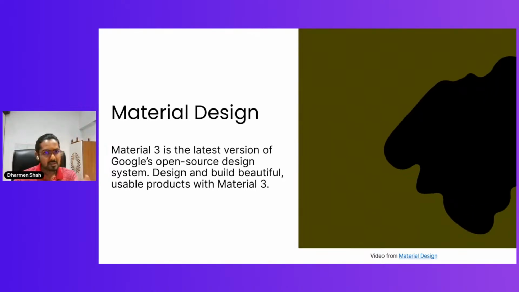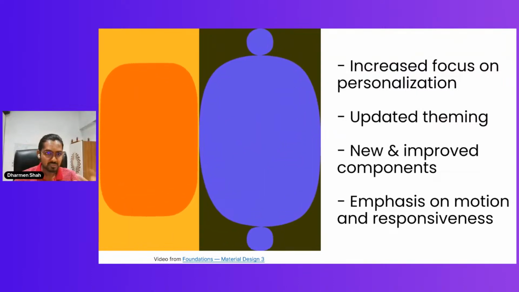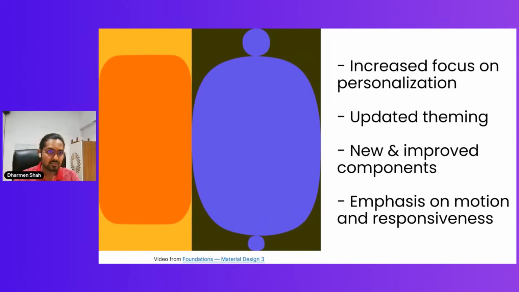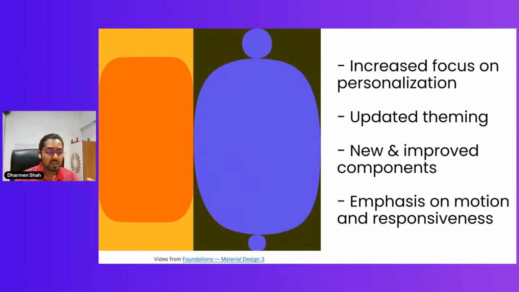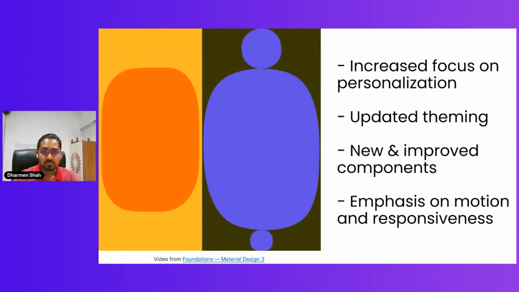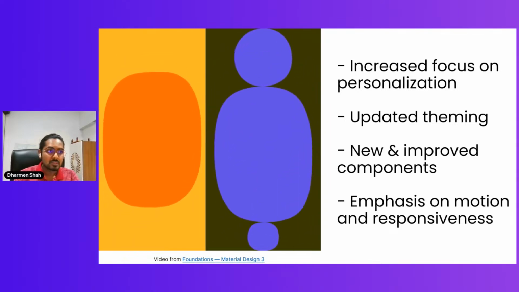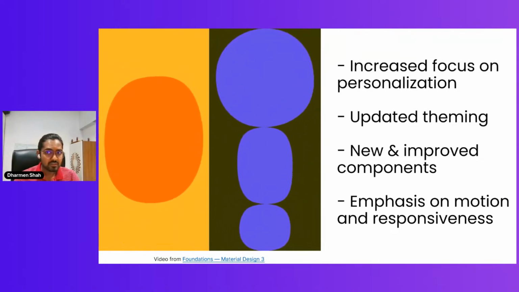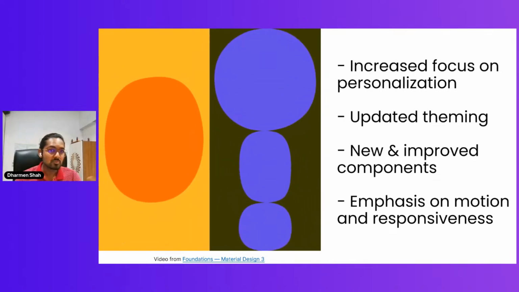Okay. Now there are three to four main points of Material 3. First is an increased focus on personalization. If you are using Android mobiles, you can see that you can change the look and feel and icon colors using just the wallpaper, right? You don't have to set a fixed color, so it gives you a feeling of more personalization. Then it also has updated theming, which creates the whole thing from a single base color. It has new and improved components, and it focuses on smooth motion and responsiveness.